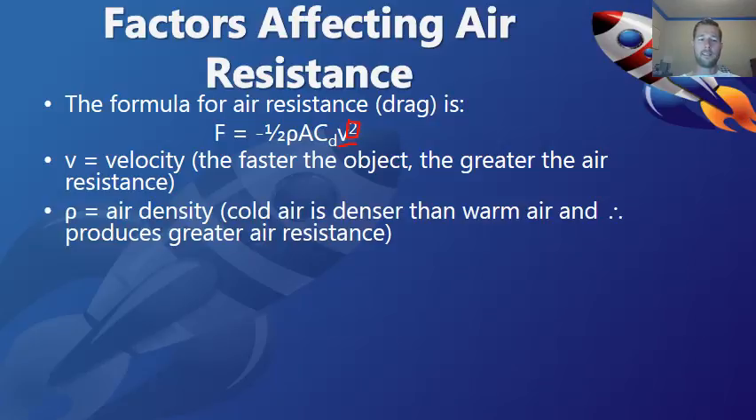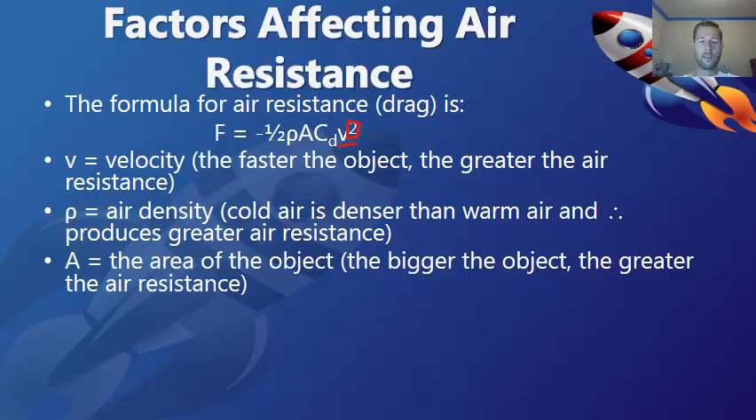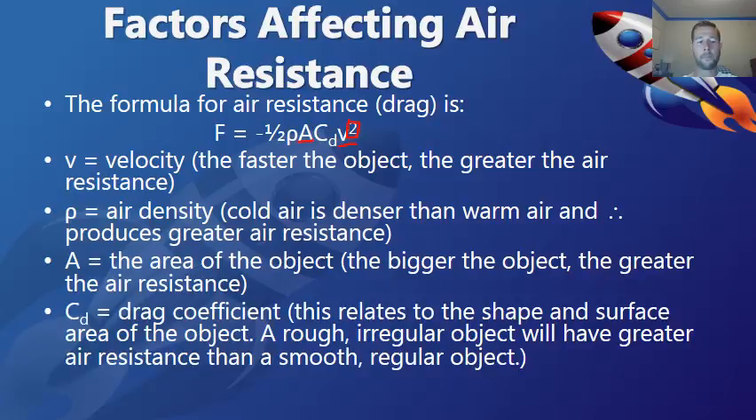Another factor is the density. So cold air is denser than warm air and produces greater air resistance. The area of the projectile is also important. So a bigger object will have greater air resistance, such as a parachute, for example.